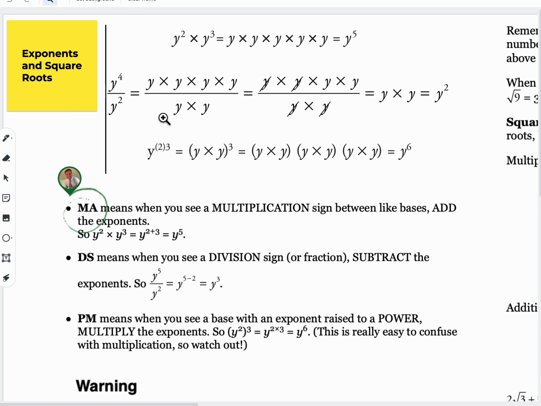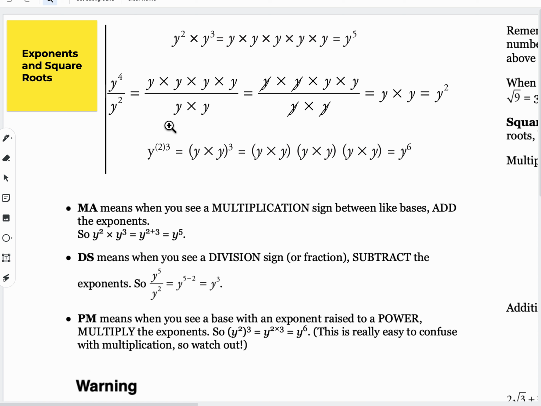Let's take a look at the MA. MA means when you see a multiplication sign between like bases, you add the exponents. So y squared times y cubed will be y to the 2 plus 3 power, or y to the 5th power.